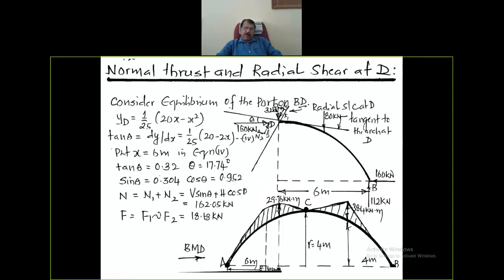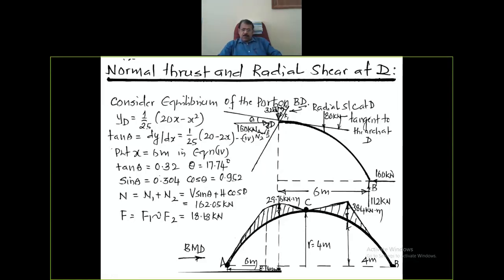After calculating the bending moment in the given three-hinged parabolic arch, calculate the value of normal thrust and radial shear at the point D. In order to calculate the normal thrust and radial shear at the point D, consider equilibrium of the portion BD as shown in figure. Now at the point D, draw the radial section which is perpendicular to the arch axis, as shown, and draw tangent to the arch at the point D.